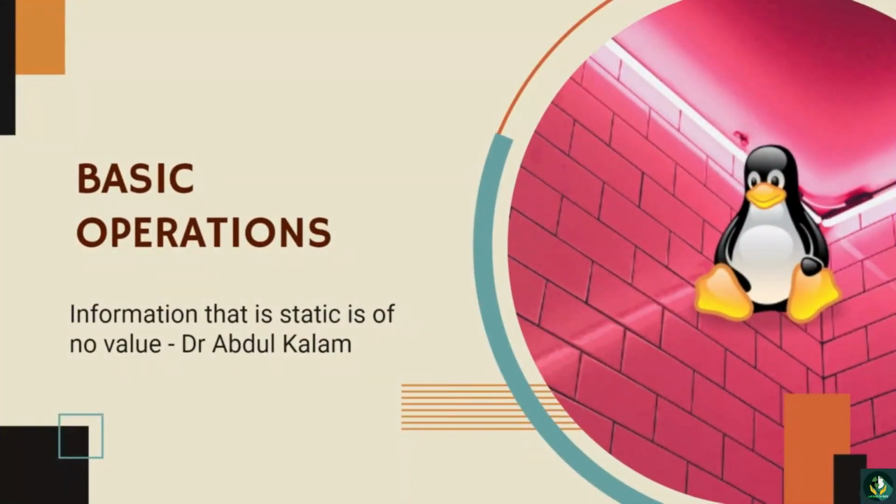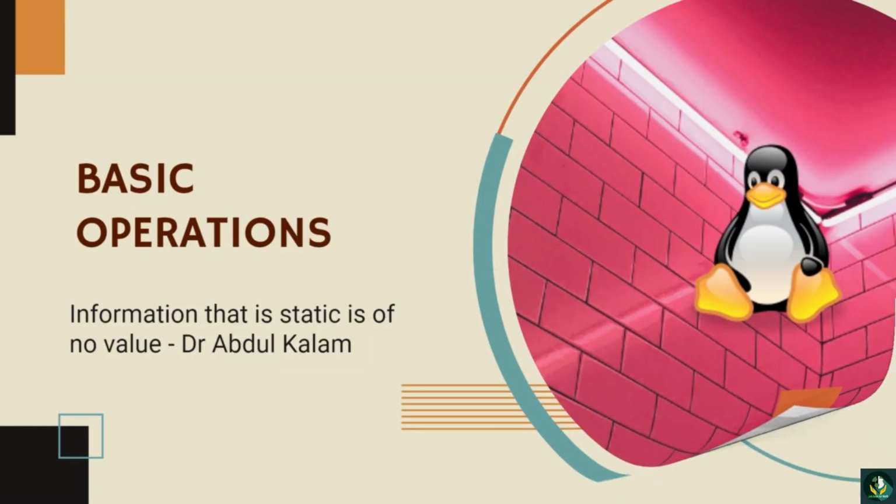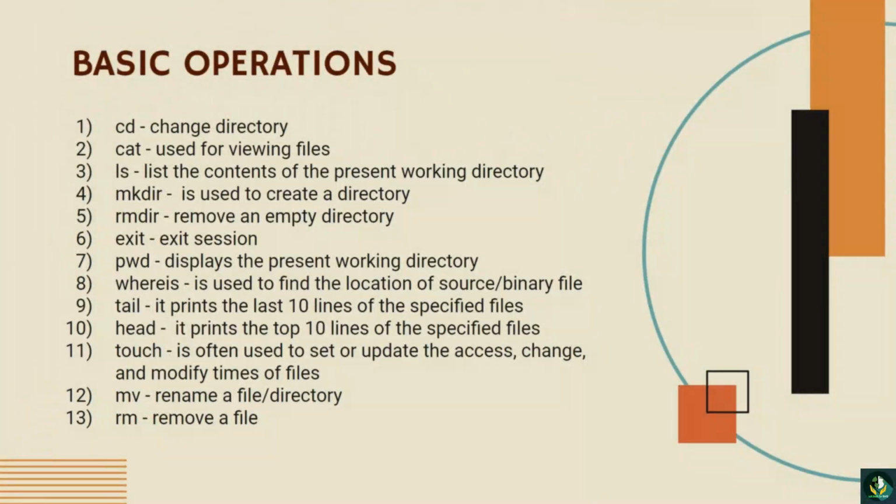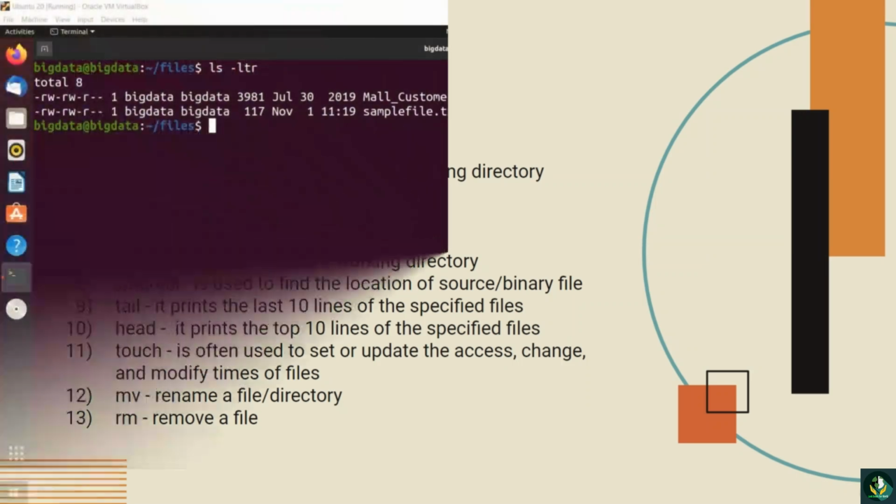Welcome back. In this section, we are going to discuss two commands, head and tail. Tail will print the last 10 lines of the specified file. Head will print the top 10 lines of the specified file. So let's get started and have a look at these two commands.